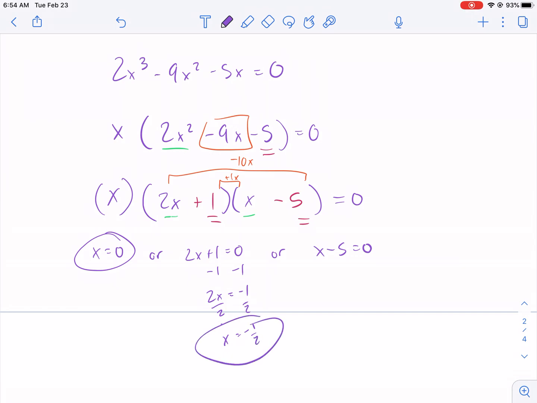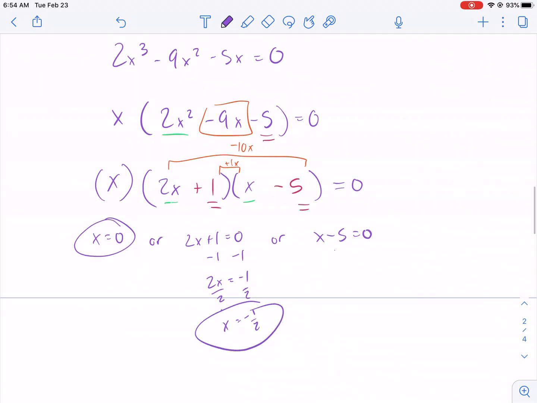There are always going to be equations to solve for these problems. Add 5, x equals positive 5. So we have 3 answers this time, and you're going to learn later that if there's a cube there, usually that means there are 3 answers, and here they are. x equals 0, x equals negative 1/2, and x equals 5.